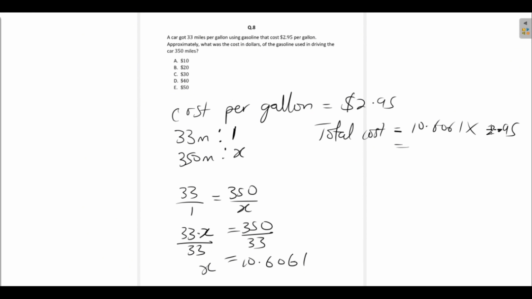This is a decimal point. So 10 times 60, then 61 multiplying 2.95. Actually, the answer gives us 31.28 or 29. Let me run into the 2 decimal places. However, you can see that there is no 31 in the options we have, but approximately we are going to pick C as our answer, which is $30.